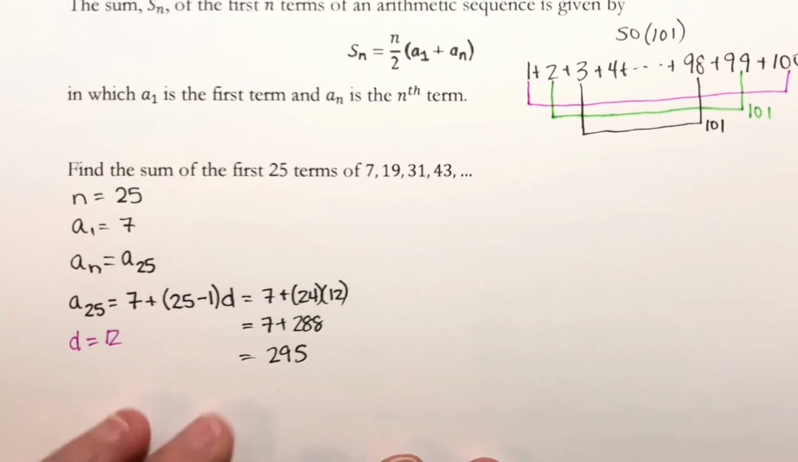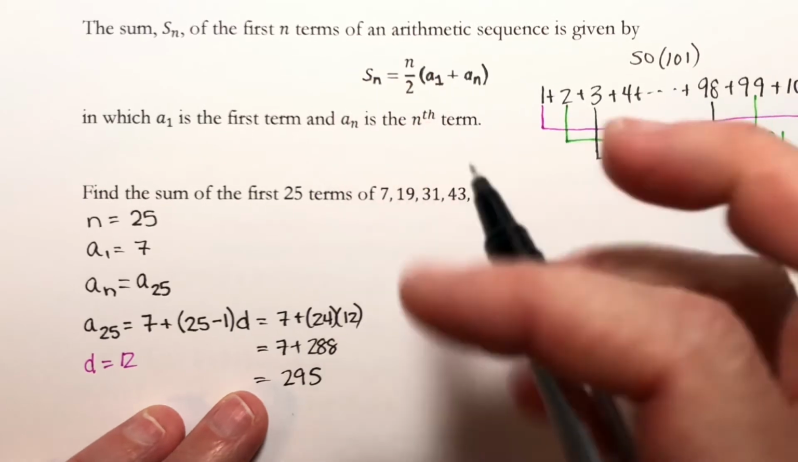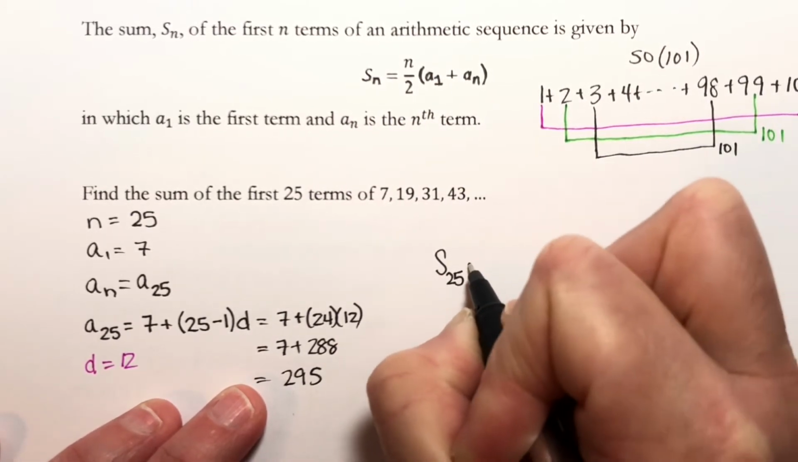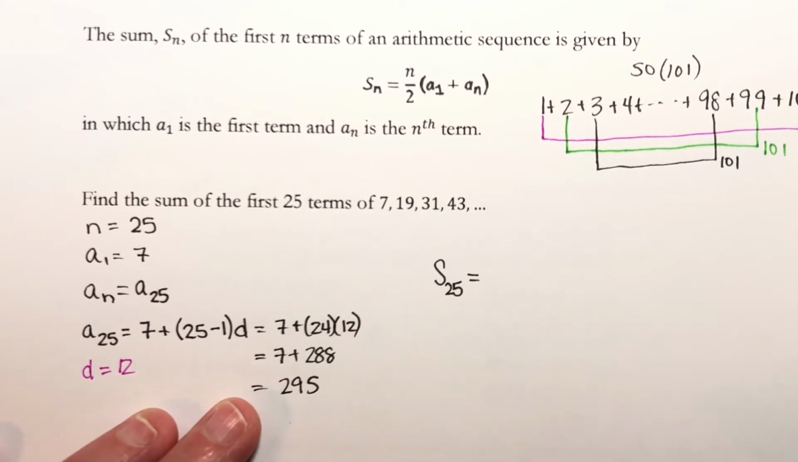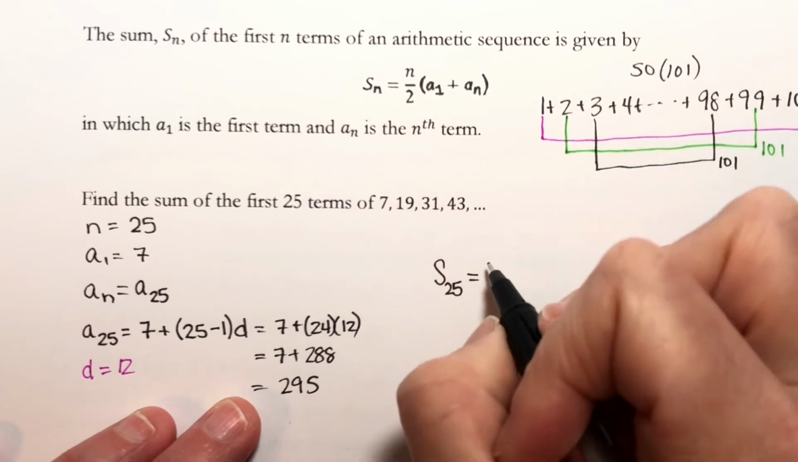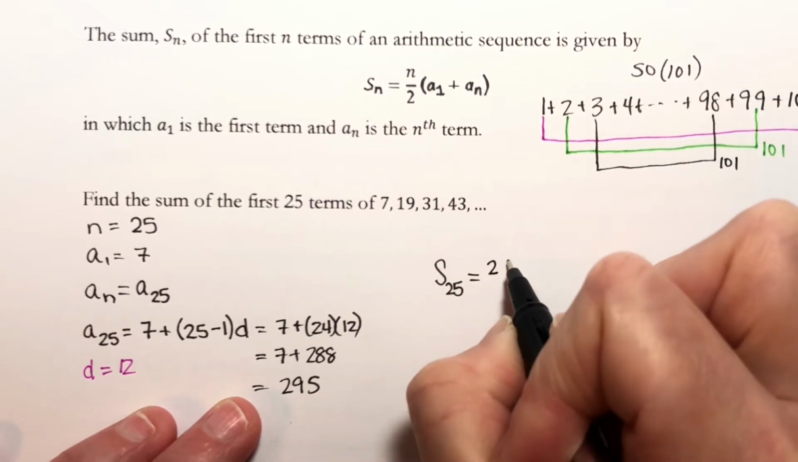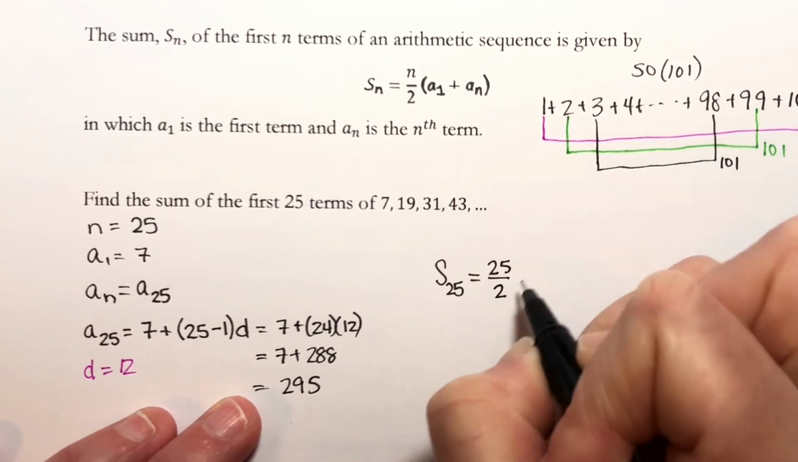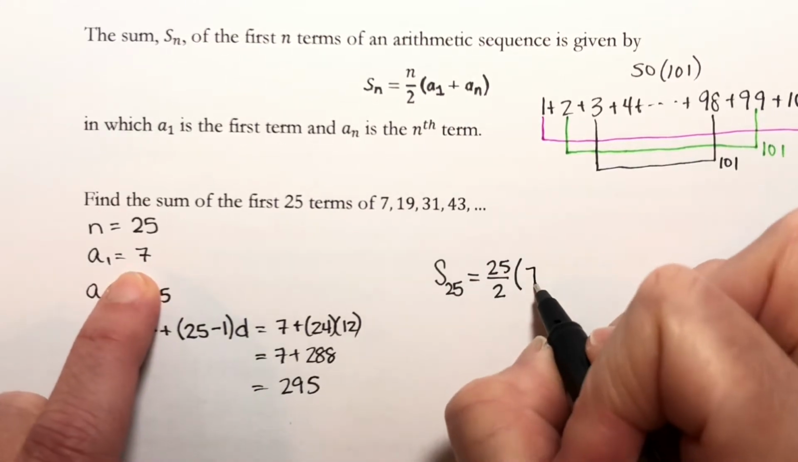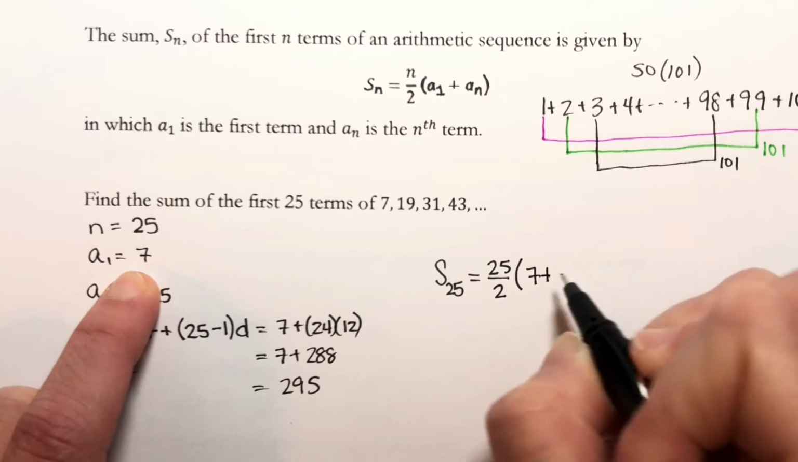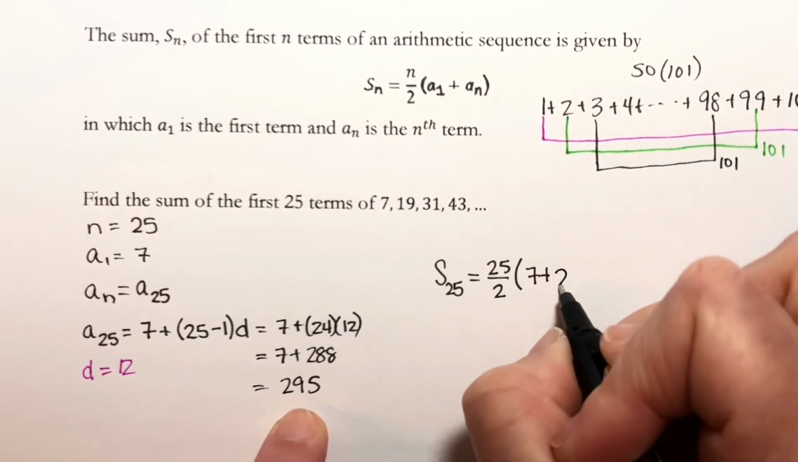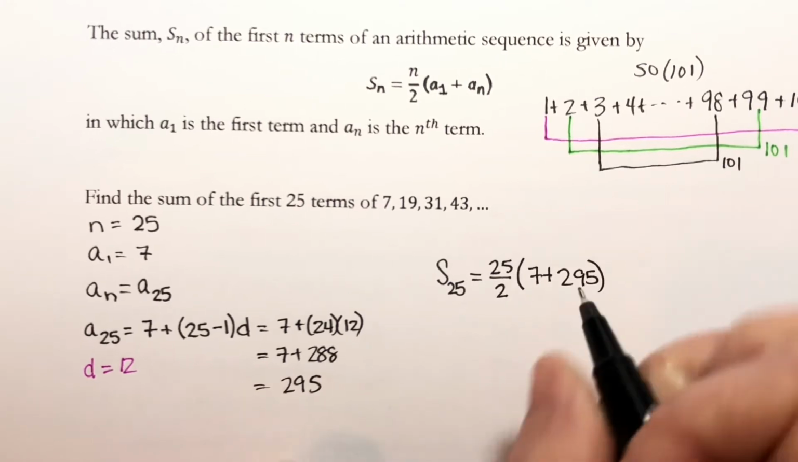Okay, so now let's come back up to here. The sum of the first 25 terms is 25 over 2 times A1, A1 is 7, plus A sub 25, which is 295. Okay.